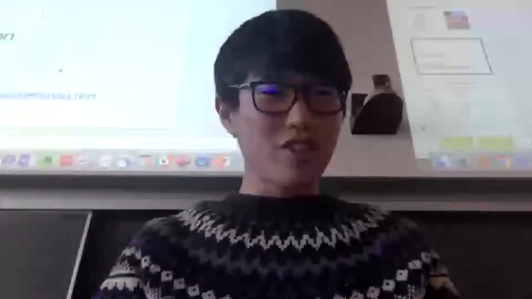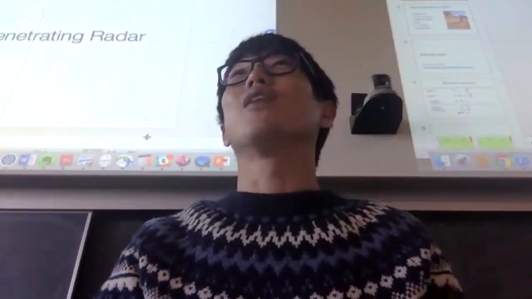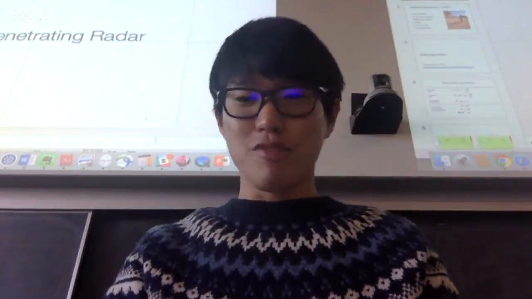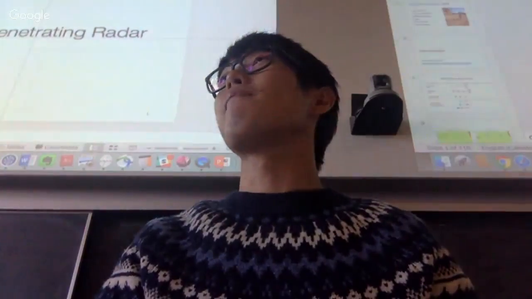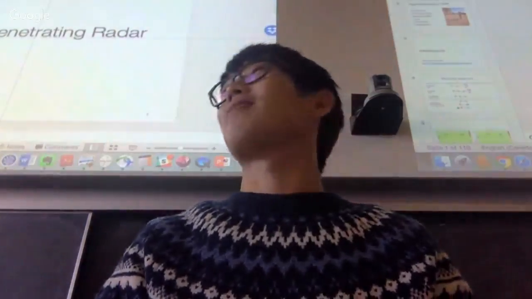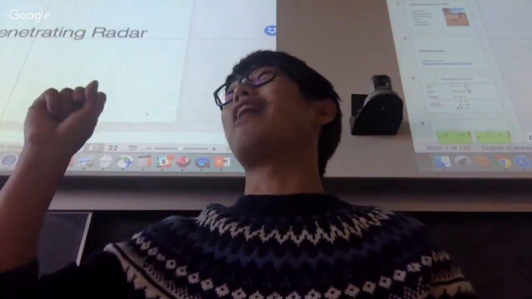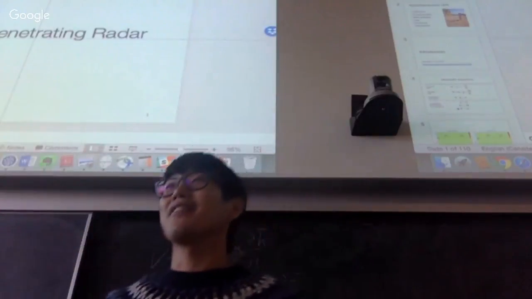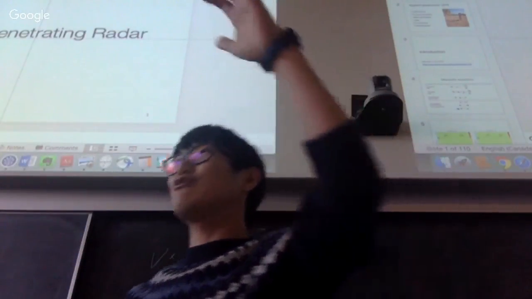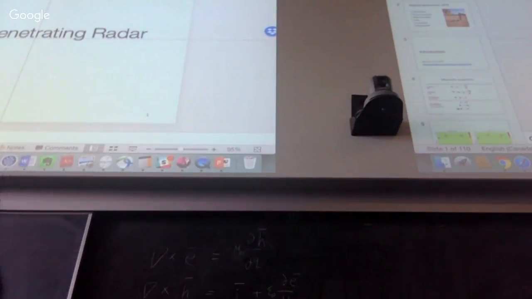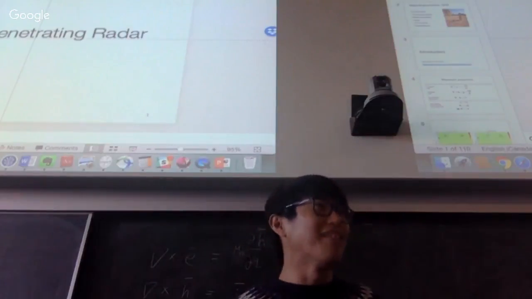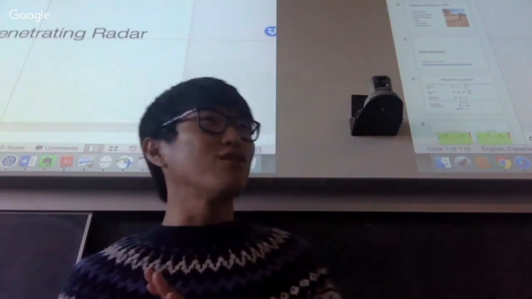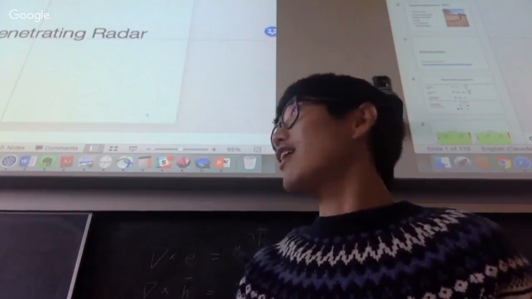so we're going to switch our topic to ground penetrating radar, GPR. Was there any question about seismic? No? Perfect. We have one more lab, so today in the lab we're going to go through an A to Z of how we do seismic reflection processing. But for this course, we're done with seismic. Now we're moving to ground penetrating radar.